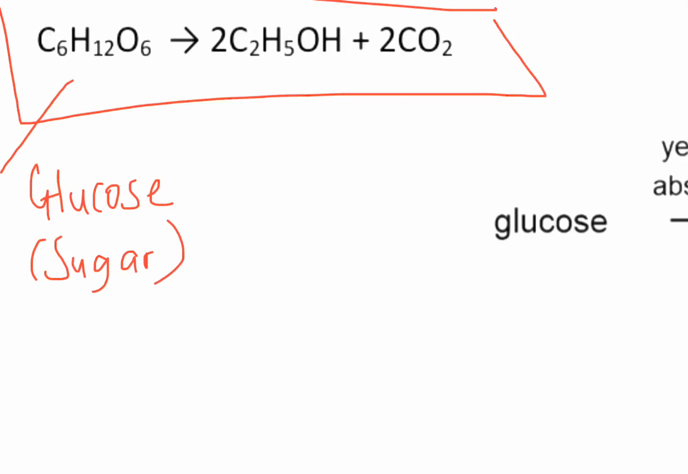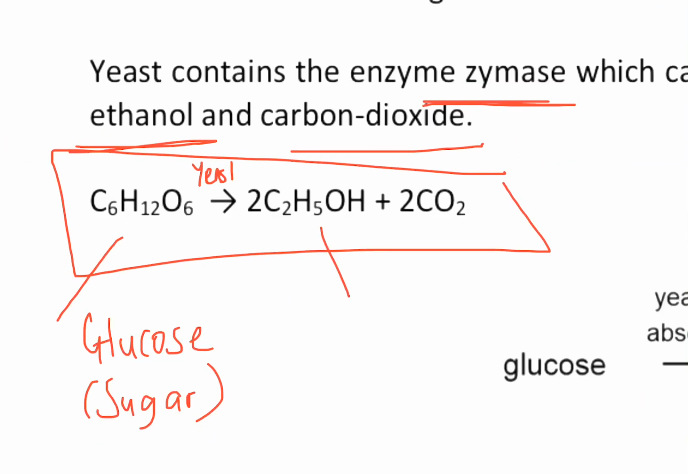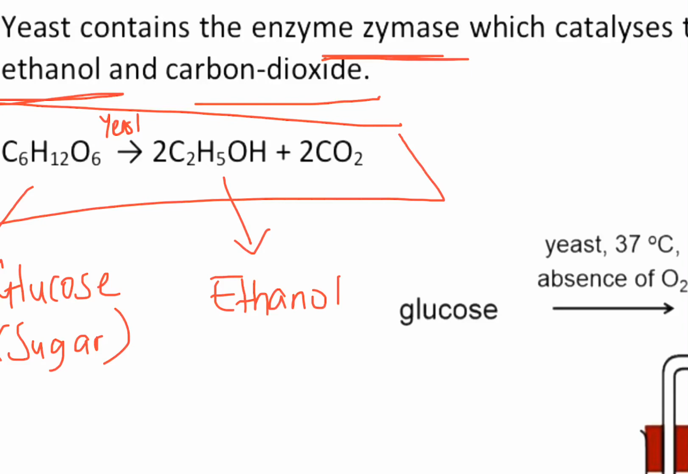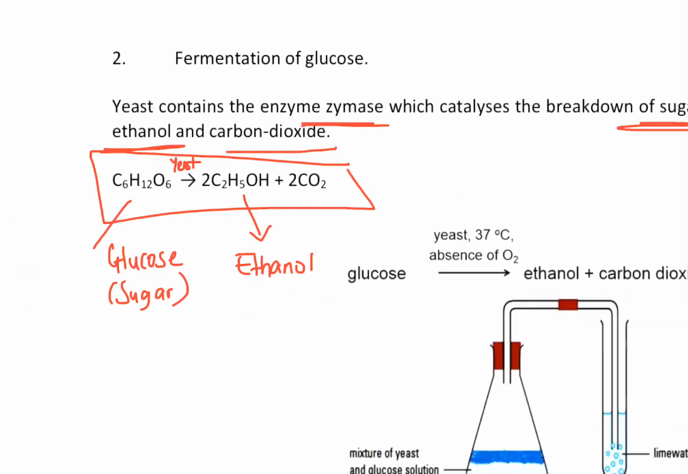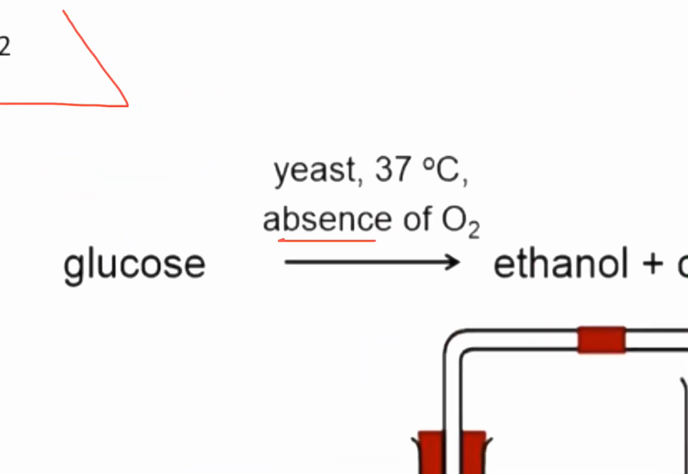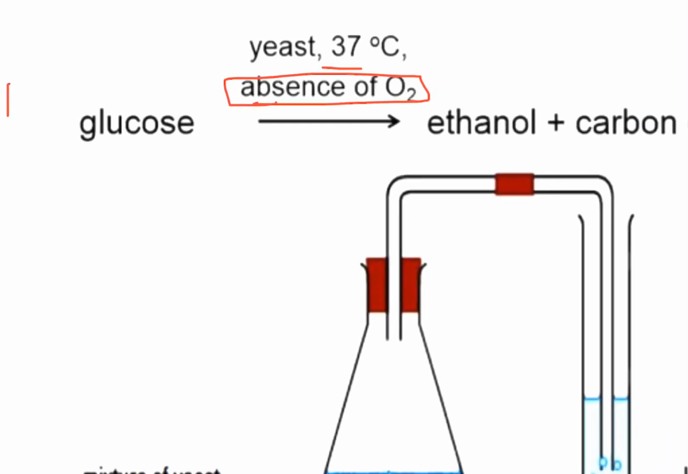Glucose is basically just sugar. So if you take sugar and add yeast to it, this reaction will take place in the presence of yeast to give you ethanol and carbon dioxide. What the yeast is actually doing here is called anaerobic respiration, which means that it is breaking down glucose in the absence of oxygen. So when you're doing the reaction, you have to make sure that no oxygen gets into the system, and it should be at 37 degrees Celsius.